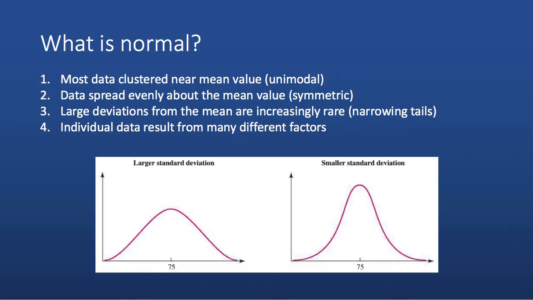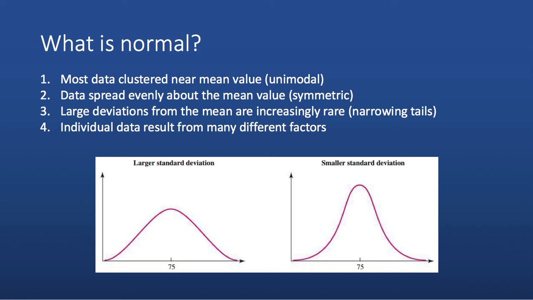So let's start with what is normal. What do we mean by normal? Well, let me point out here that this is also commonly called the bell curve. So if you've heard that phrase before, or grading on a curve, the bell curve, the normal distribution, they're the same thing. So what we mean by either of those terms, normal distribution or bell curve, is that most of the data is clustered near the mean value. So it is a unimodal distribution. The data is spread evenly about the mean value, so it's symmetric.